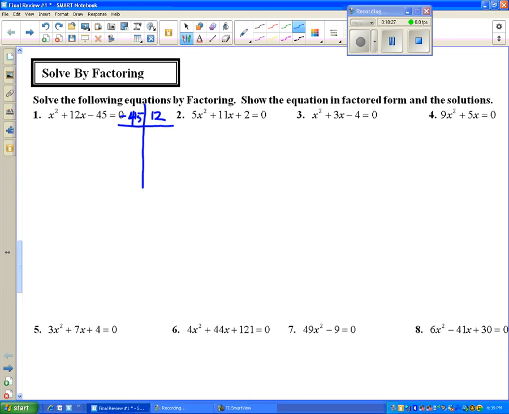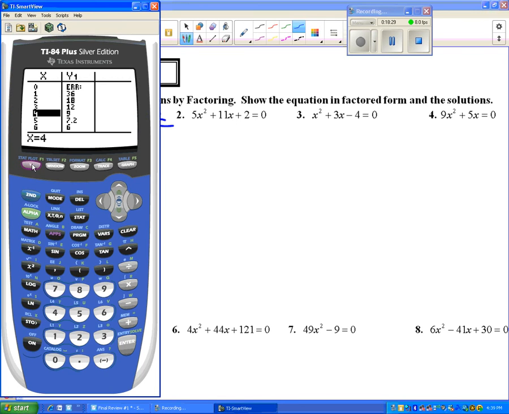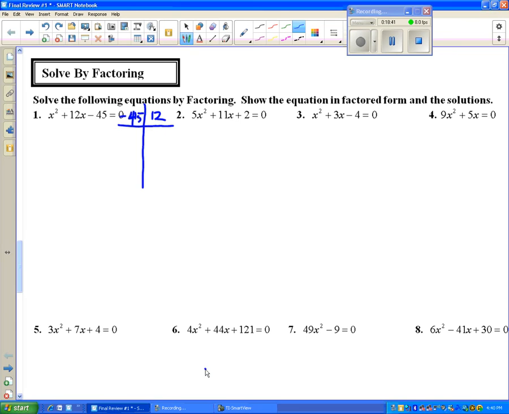Well, again, you can use your calculator to come up with these factors. 45 divided by x, go to my table. 1 and 45 is not going to give me 12. 2 doesn't work. 3 and 15 will give me a 12. So let's do 3 and 15. Since it's a positive 12, it needs to be a positive 15 or a negative 3, because negative 3 plus 15 is positive 12.